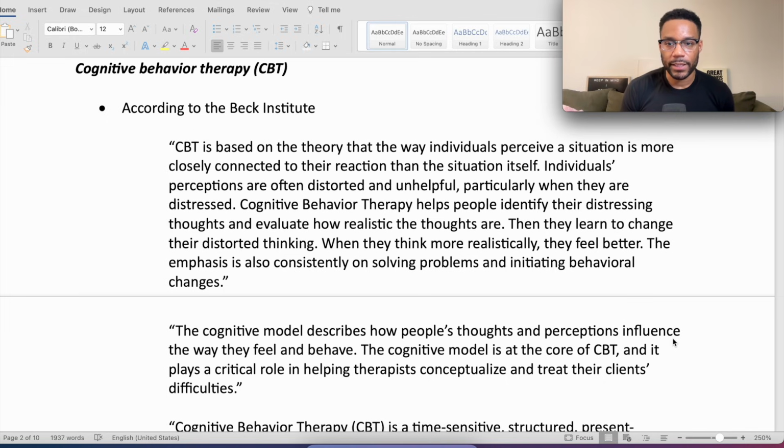Cognitive behavior therapy helps people identify their distressing thoughts and evaluate how realistic the thoughts are. Then they learn to change their distorted thinking. When they think more realistically, they feel better. The emphasis is also consistently on solving problems and initiating behavioral changes.